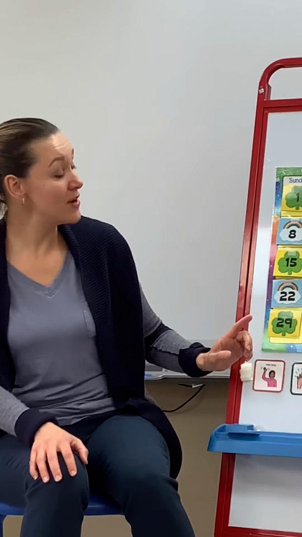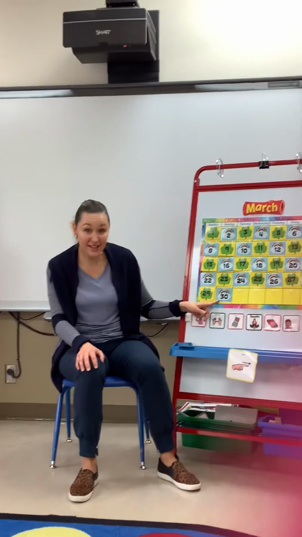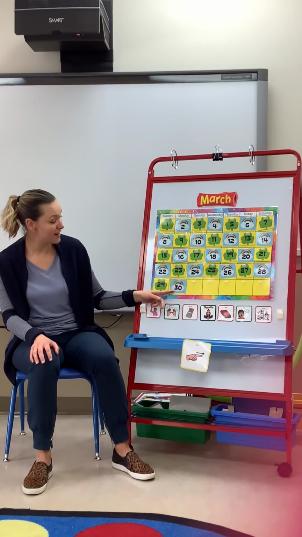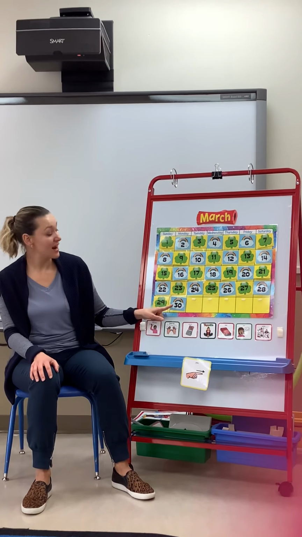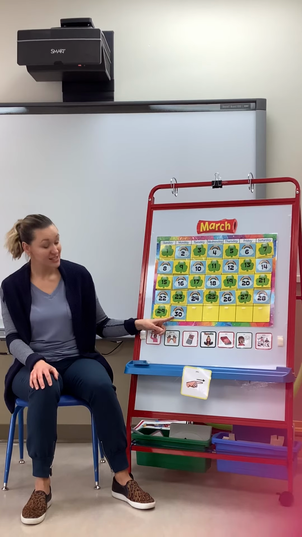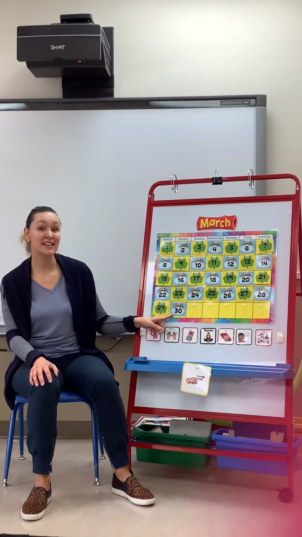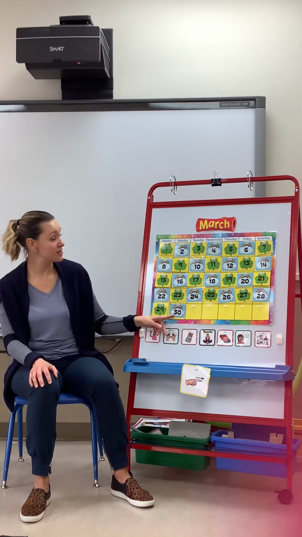All right, I hope you all did the actions. All right, so we need to look and see what number it is today. And it's such a big number. I can't believe it. Does anyone know this big number? I know that I see a number 3 and a 0. Such a big number. Today is number 30. Wow. 3 and a 0.